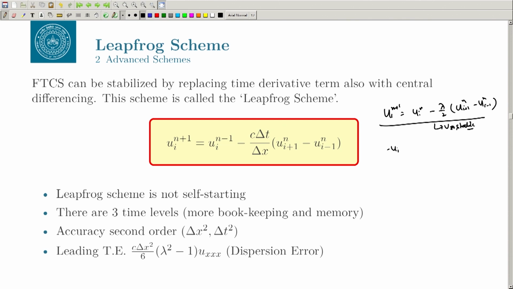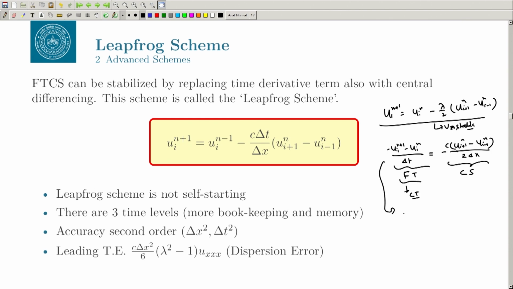And this can be written as (u_i^(n+1) minus u_i^n) by delta t is equal to minus c times (u_(i+1) minus u_(i-1)) by 2 delta x, right. Del u by del t equal to minus c del u by del x, and this was forward in time and then central in space. Okay. In the leapfrogging, what you do is instead of using forward in time, you use central difference in time, central in time.